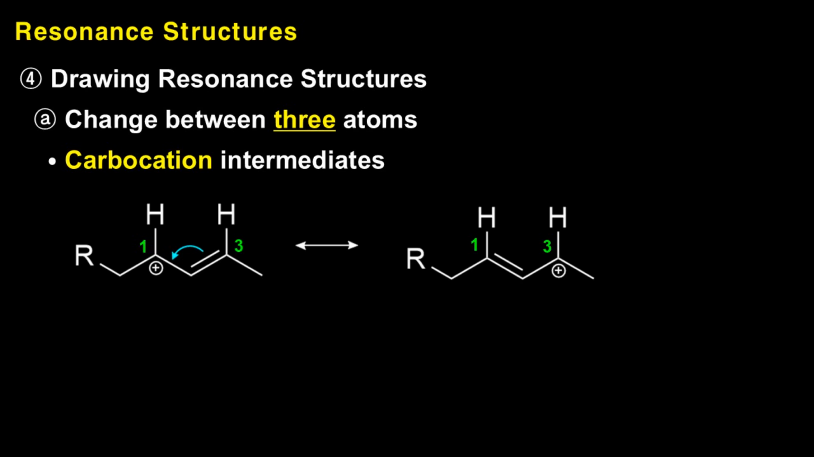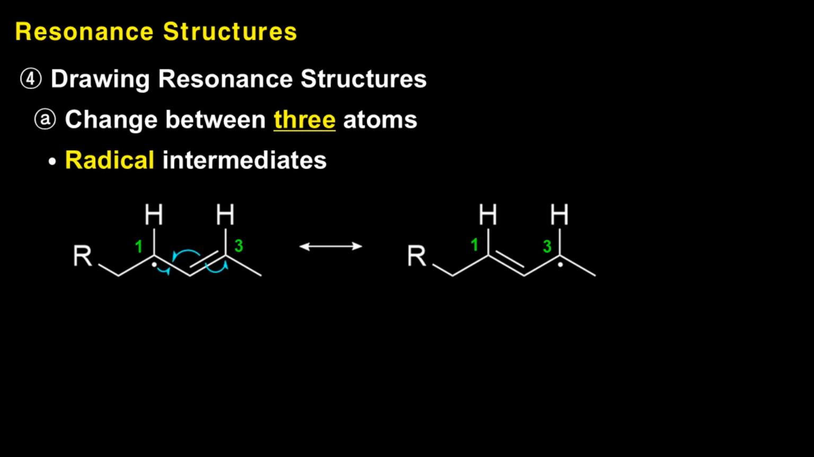Here's how it works. The adjacent pi bond donates its electron density by shifting toward the positively charged carbon. That forms a new pi bond, and the carbon that originally had the double bond now ends up with only 3 bonds, which creates a new carbocation center. So structurally, you can think of it like this. The positive charge that started on carbon 1 has now shifted over to carbon 3. This type of resonance is super common in allylic and benzylic carbocations, where the ability to spread out the positive charge makes a big difference in both reactivity and stability.